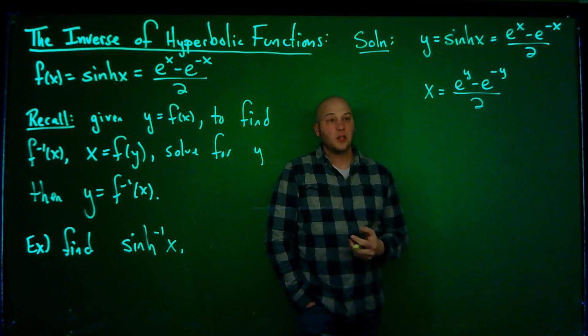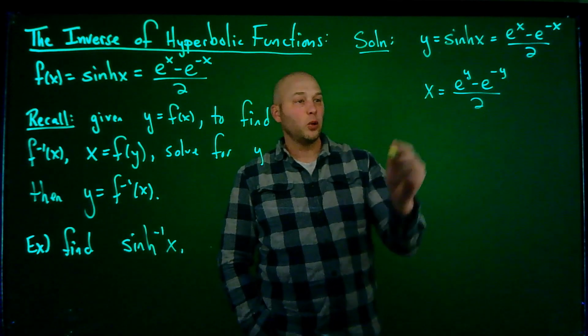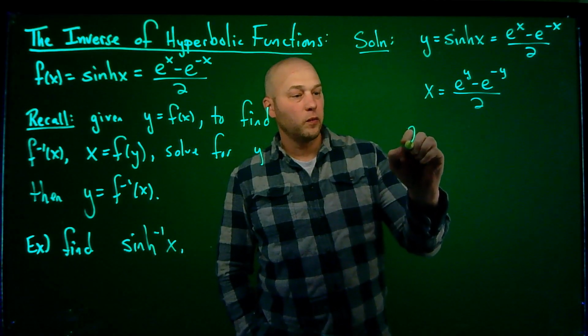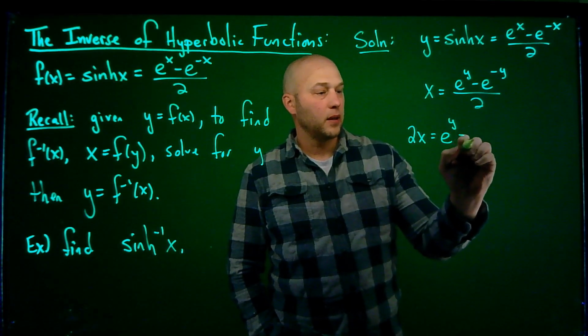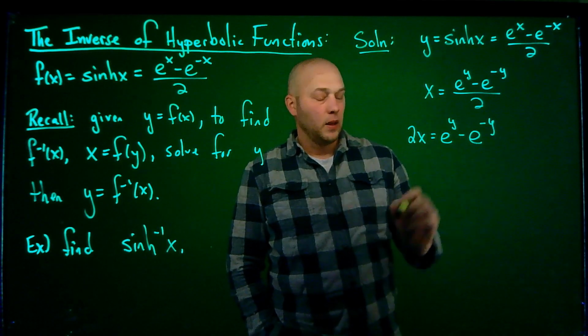Now, first thing, let's go ahead and get rid of that denominator. So I'll multiply both sides by 2. That would give me 2x is equal to e to the y minus e to the negative y.